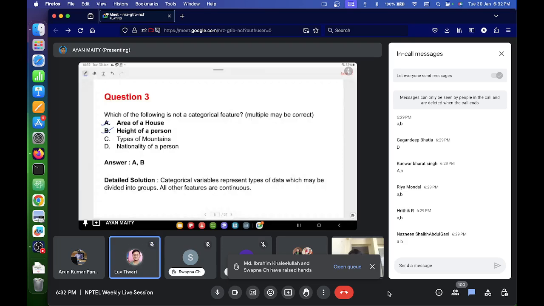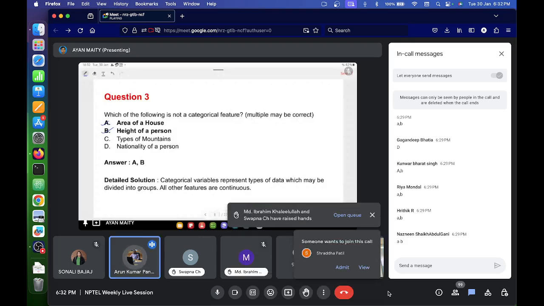No, sir, I'm talking about option B, the height of a person. Yeah, height in mathematical terms we will specify in centimeters or in meters, like 150 centimeters. If you say it in a descriptive way, like short, tall, medium, then it would be categorical, but in mathematical terms it is a continuous feature. We will say 150, 160 centimeters. So in that case it is not categorical.